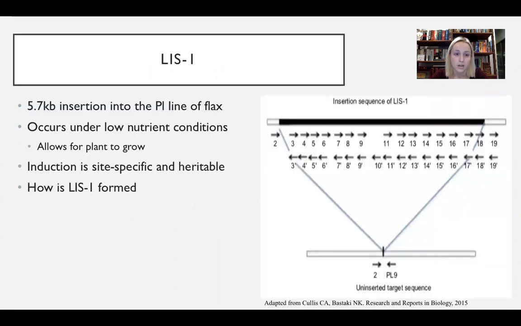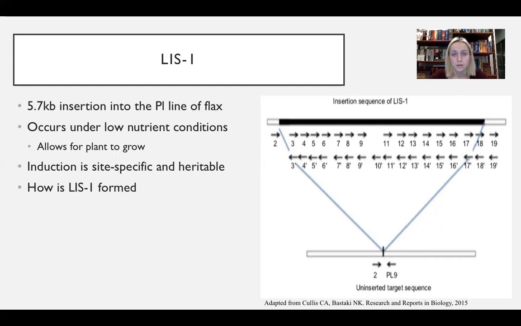LIS1 is a 5.7 kilobase insertion into the PL genome in flax, and this happens under low nutrient conditions. When the insertion occurs, flax is able to grow better in stressful conditions. It is a heritable and site-specific induction. What that means is it's only going to happen in one specific place of the genome, and any progeny of the plant that has been induced will also have the LIS1 insertion.